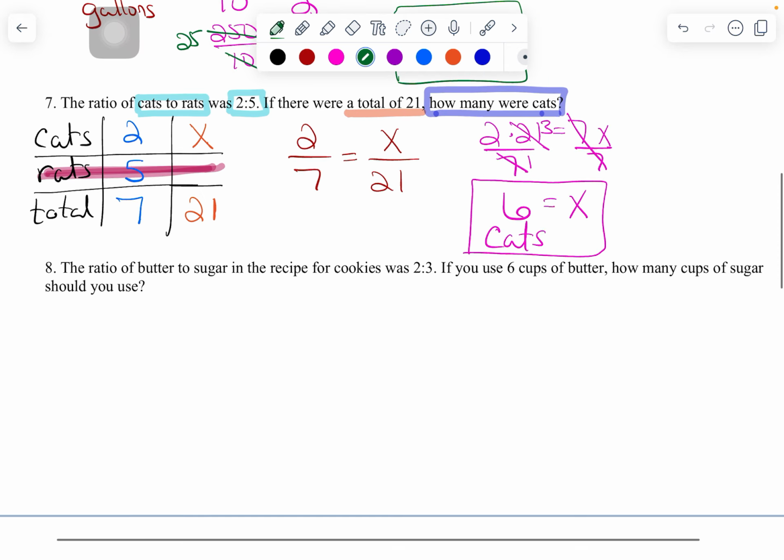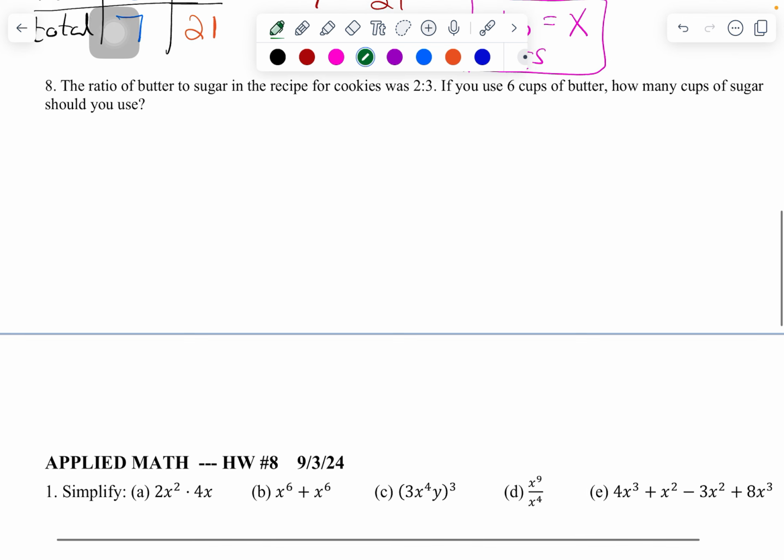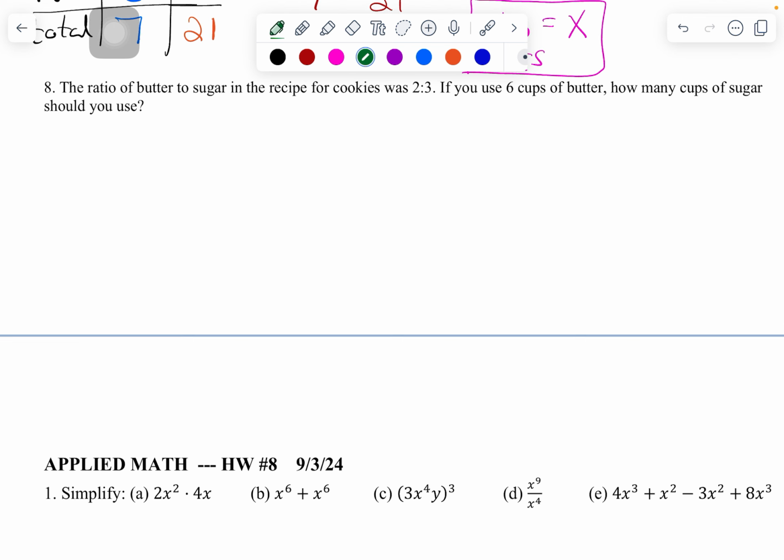All right, and then the last one here, sliding on up. So the ratio of butter to sugar in the recipe, okay, let me grab my highlighter. Butter to sugar, so 2 to 3. And then we're going to use 6 cups of butter, and I want to figure out how many cups of sugar.